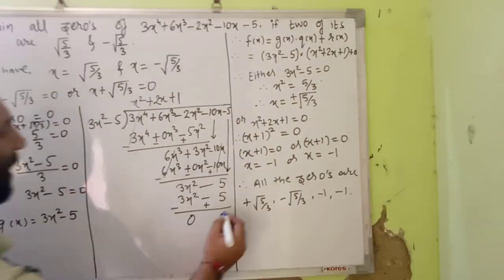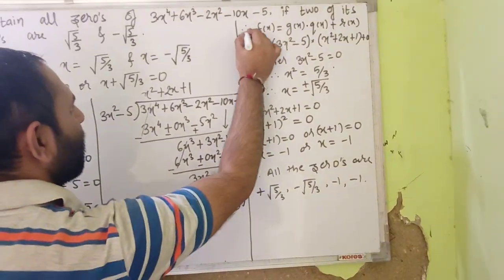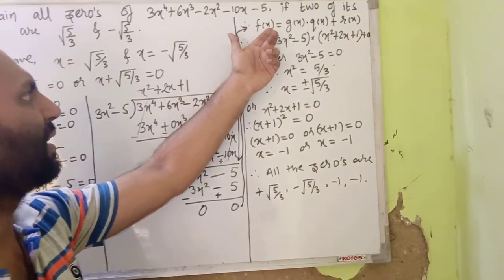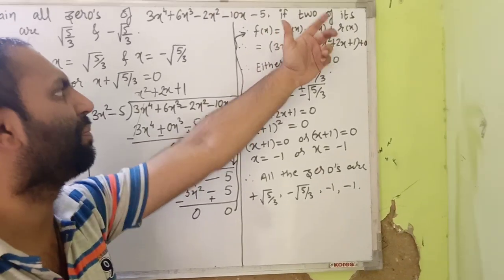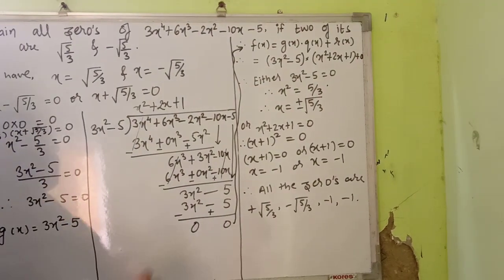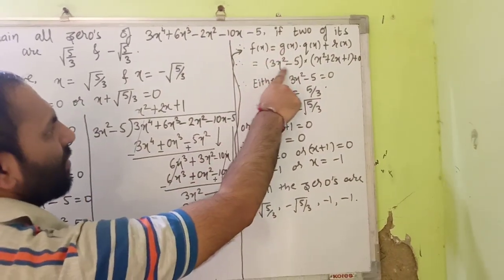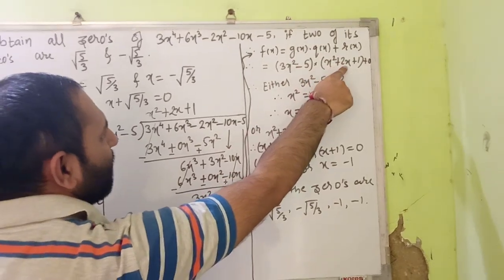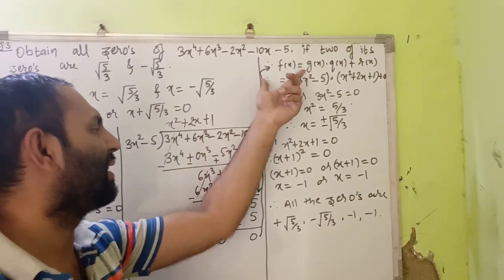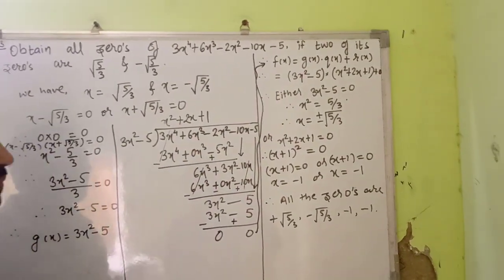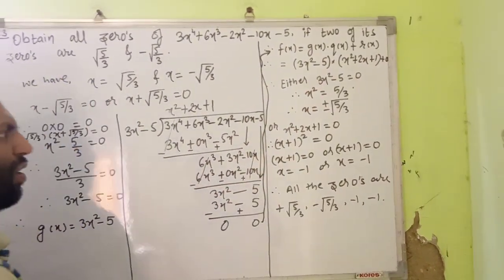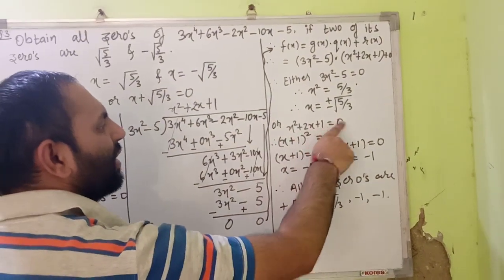Now the further step from here is this. f of x is equal to g of x into q of x plus r of x. As we know, this is our f of x. You don't have to be worried about that. g of x is 3x square minus 5 into q of x, which is x square plus 2x plus 1. Remainder is 0. That means both of them divide this f of x and the remainder comes out to be 0. So this basically means either 3x square minus 5 is equal to 0, or x square plus 2x plus 1 is equal to 0.